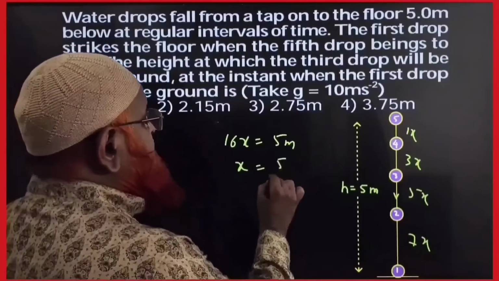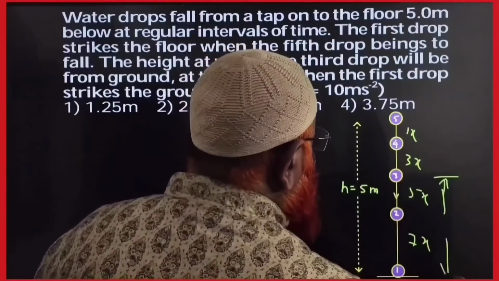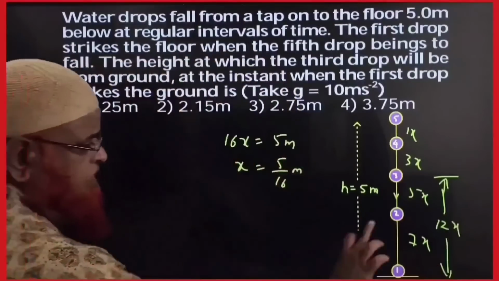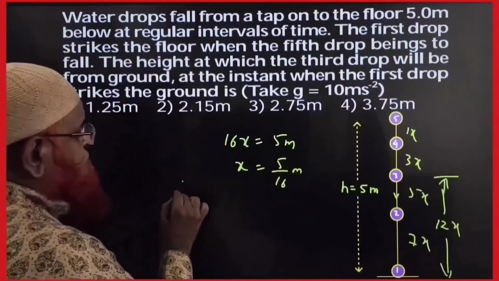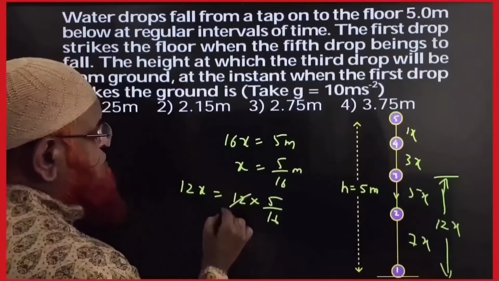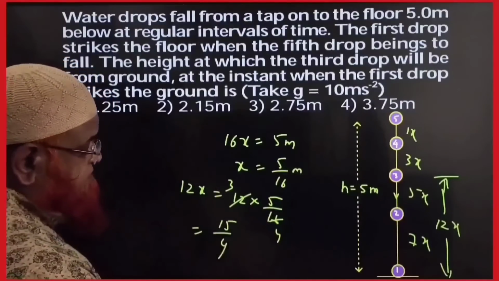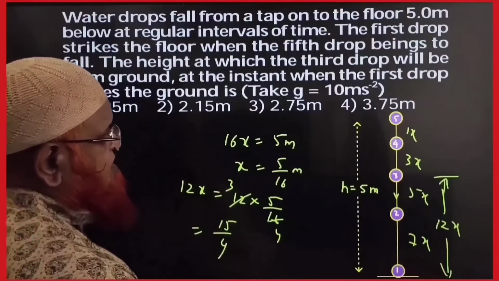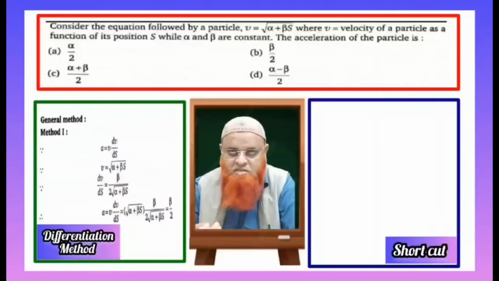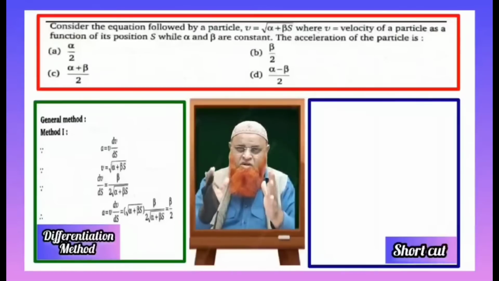So x is equal to 5 by 16 meters, and the height from the bottom to the third drop is 5x plus 7x, which is 12x. Therefore 12x is 12 into 5 by 16. 4 3s are 12, 4 4s are 16, so 3 5s are 15 divided by 4. 15 divided by 4 is 3.75, and that is your answer. That's it. Thank you.